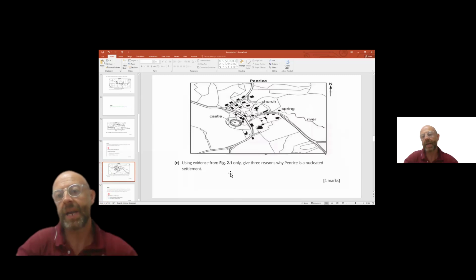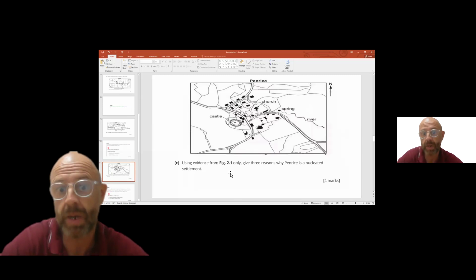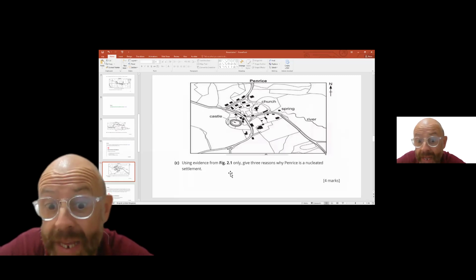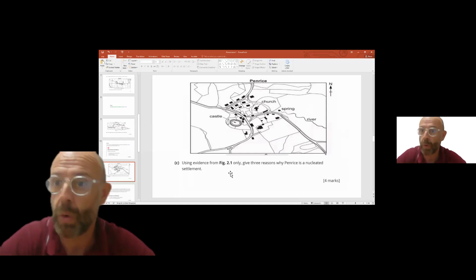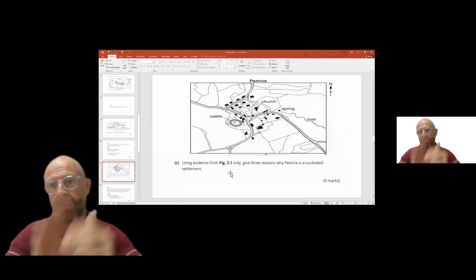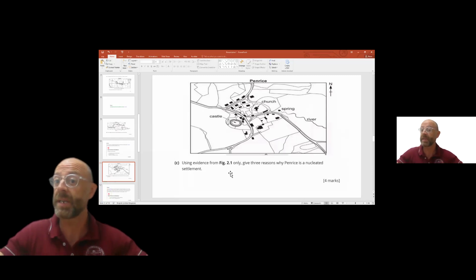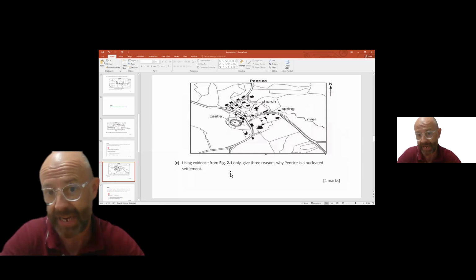We're given another map of an area called Penrhys. Using evidence from figure 2.1 only, give 3 reasons why Penrhys is a nucleated settlement. Well, first of all, I'm hoping you can look at Penrhys and see that it is indeed nucleated. That could be another question: what type of settlement is it? You've got a linear one, it could have been a nucleated one, but it's not. We're drilling down into this.